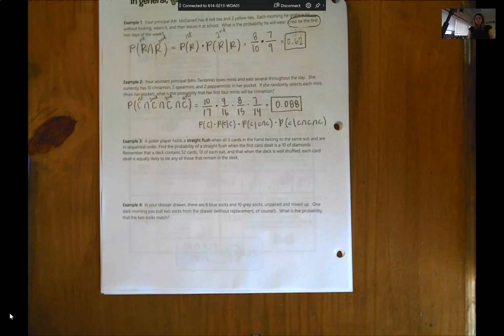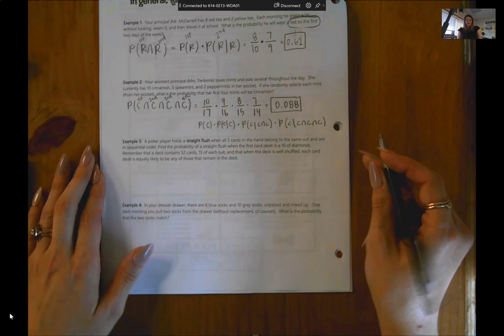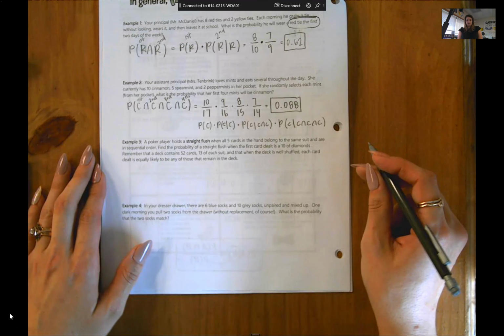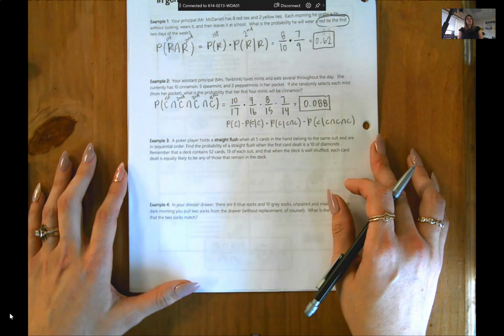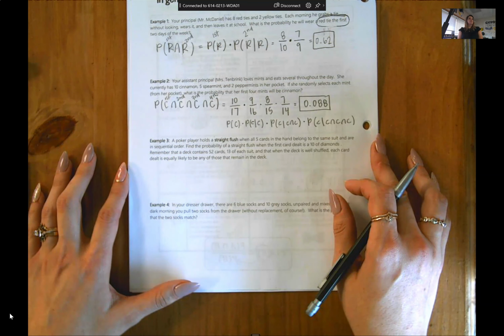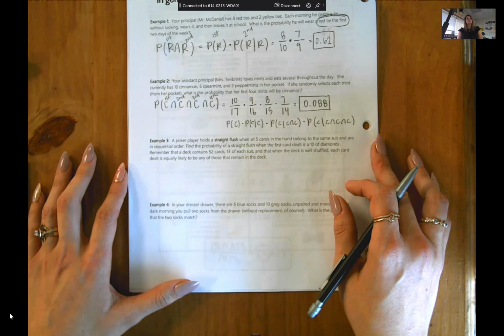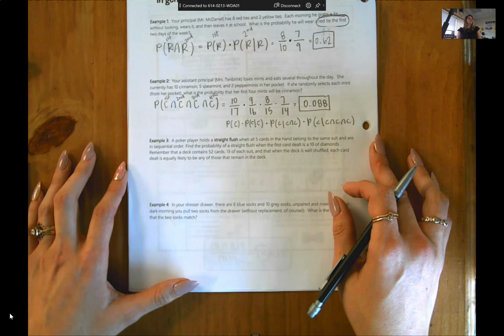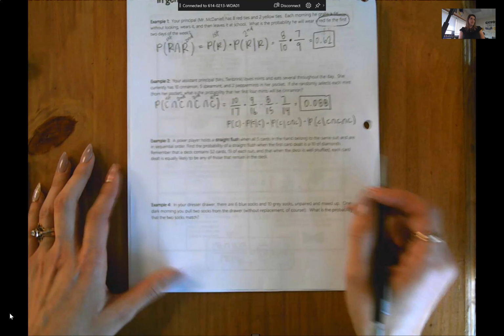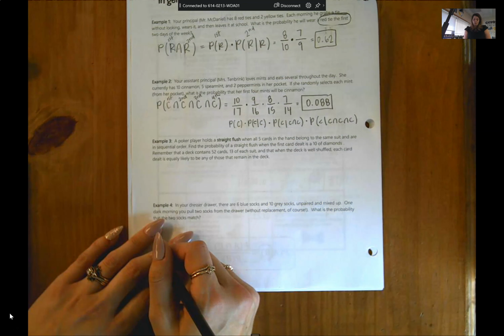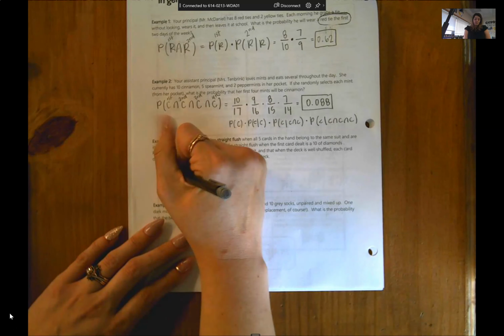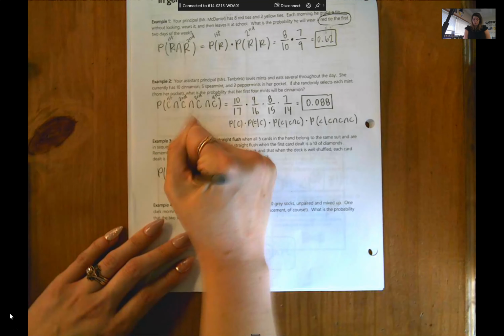A poker player holds a straight flush when all 5 cards in the hand belong to the same suit and are in sequential order. Find the probability of a straight flush when the first card dealt is the 10 of diamonds. Remember that a deck contains 52 cards, 13 of each suit, and well shuffled, each card has an equally likely chance. Okay, so we want to know the probability of a straight flush.